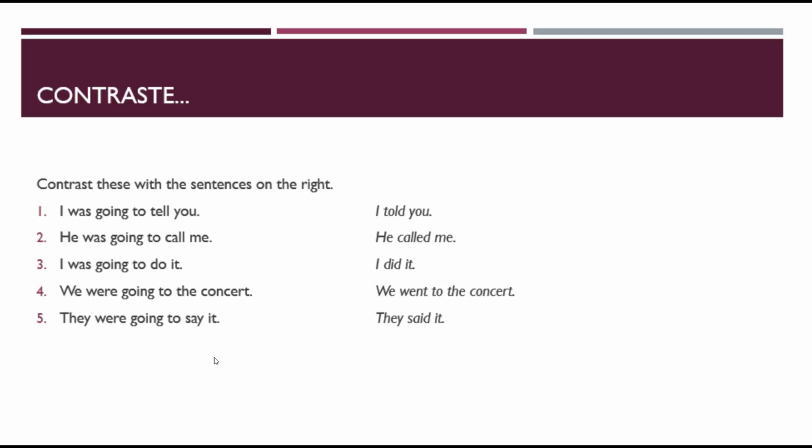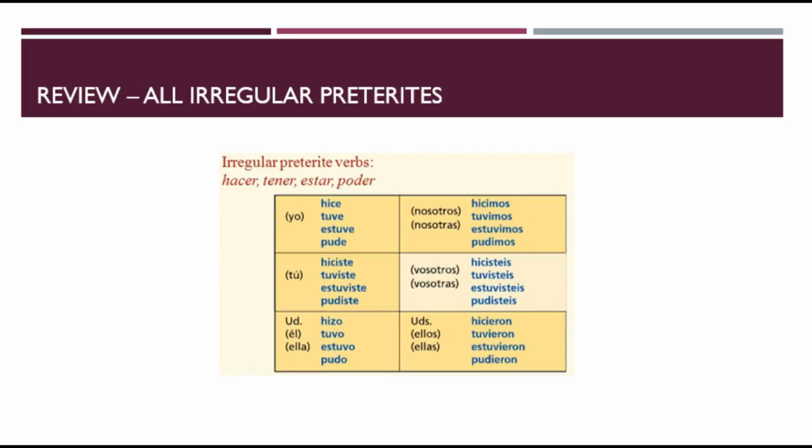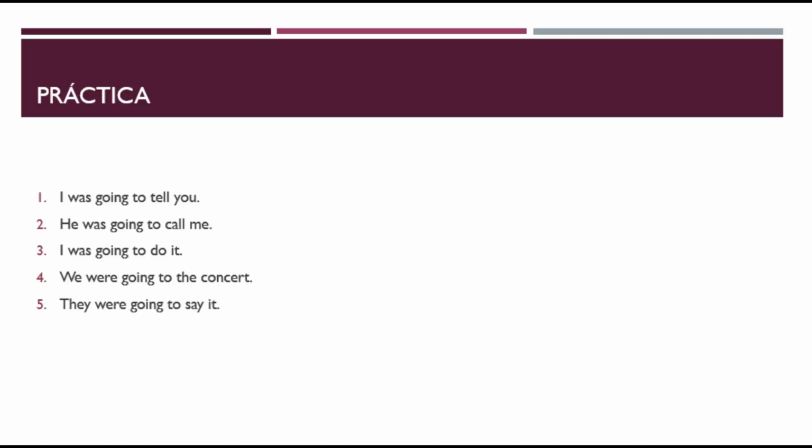We were going to the concert: íbamos al concierto, versus fuimos al concierto, which means we just went there. They were going to say it: iban a decirlo. They said it would be lo dijeron. So this difference is very important.